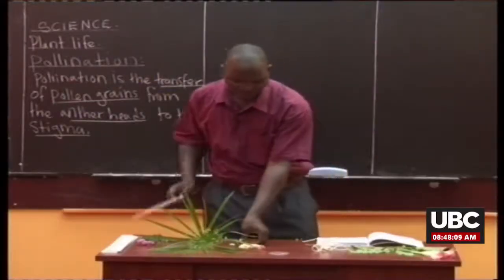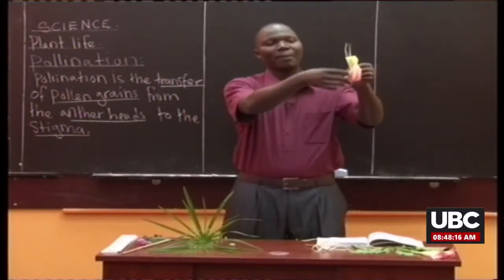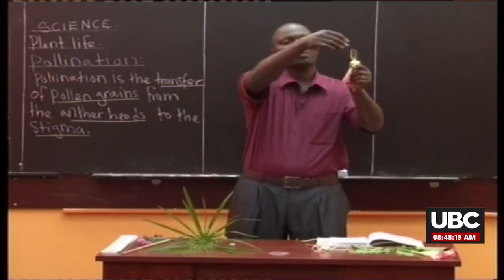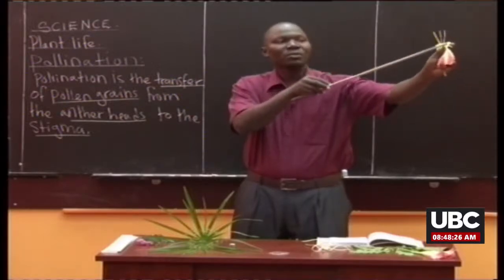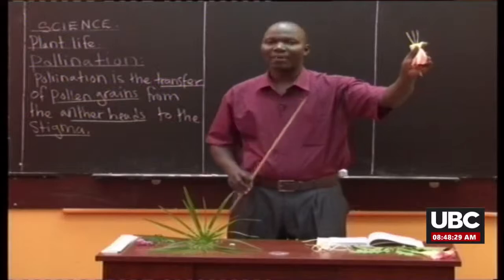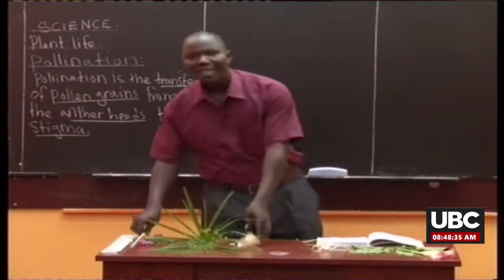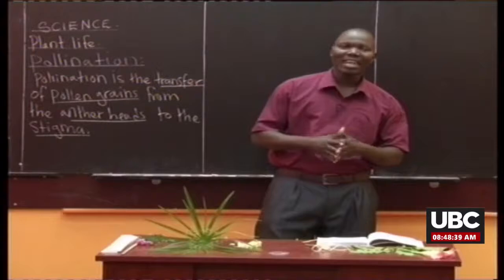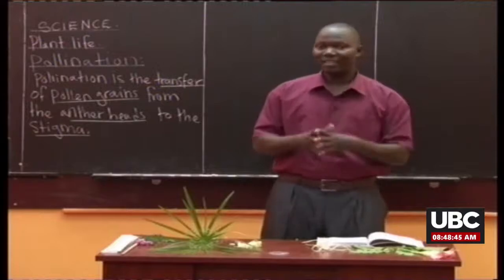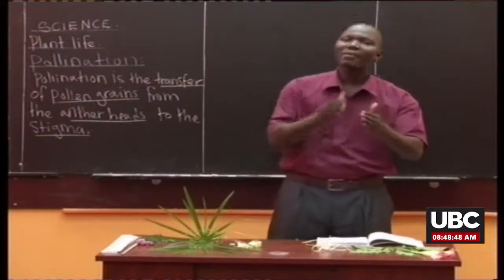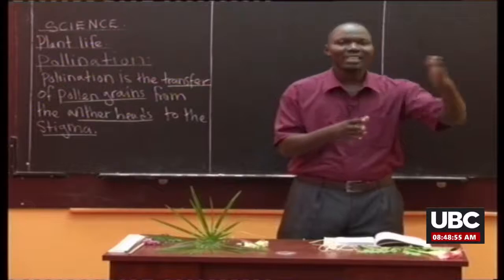It can be that flower, or for the case of this flower, in case it has opened up, the pollen has to move from the anther heads to a stigma. Once that happens, we say pollination has taken place. Now, children, we ask ourselves, how does the pollen move? Does it have legs? Does it have a bicycle? Does it have a car? How does the pollen move from the anthers to the stigma?